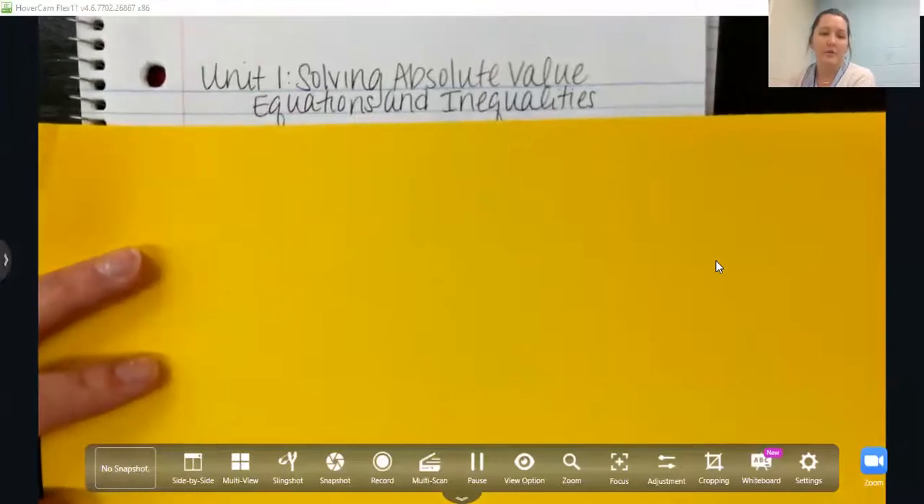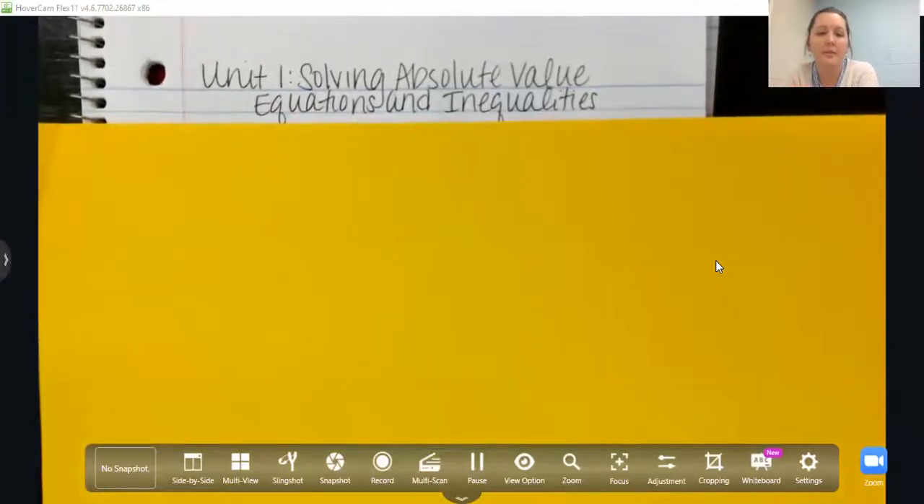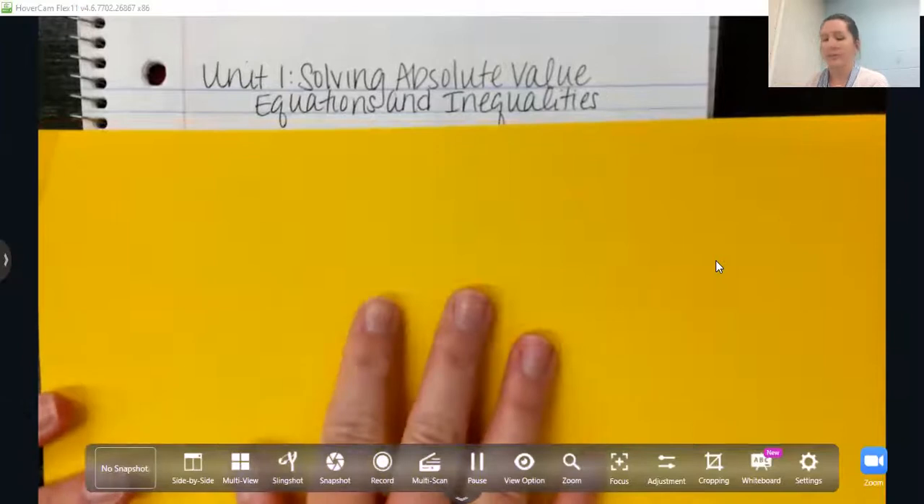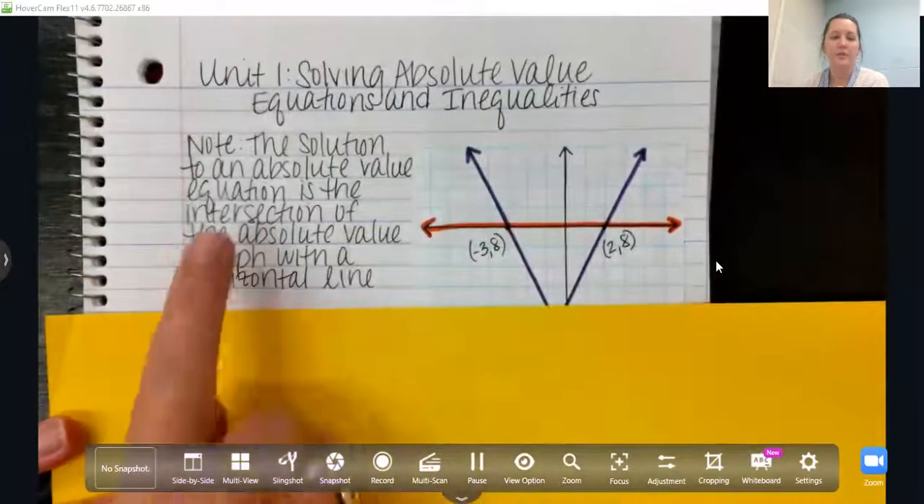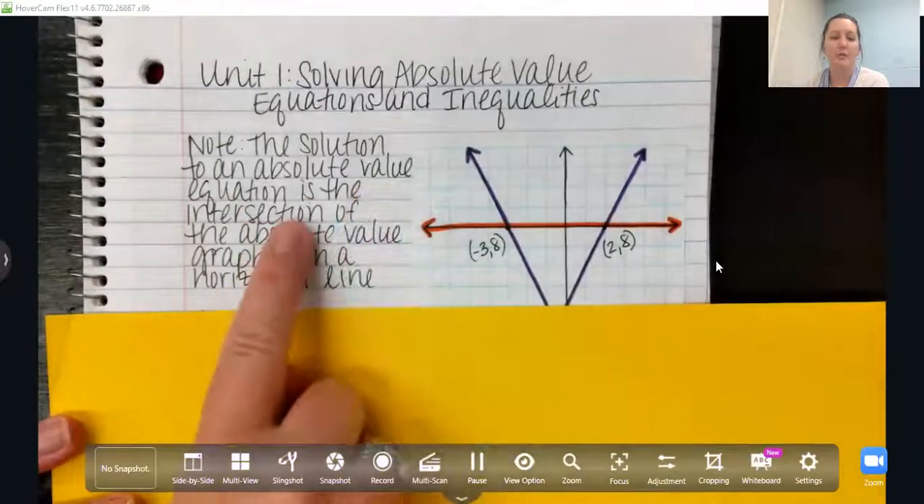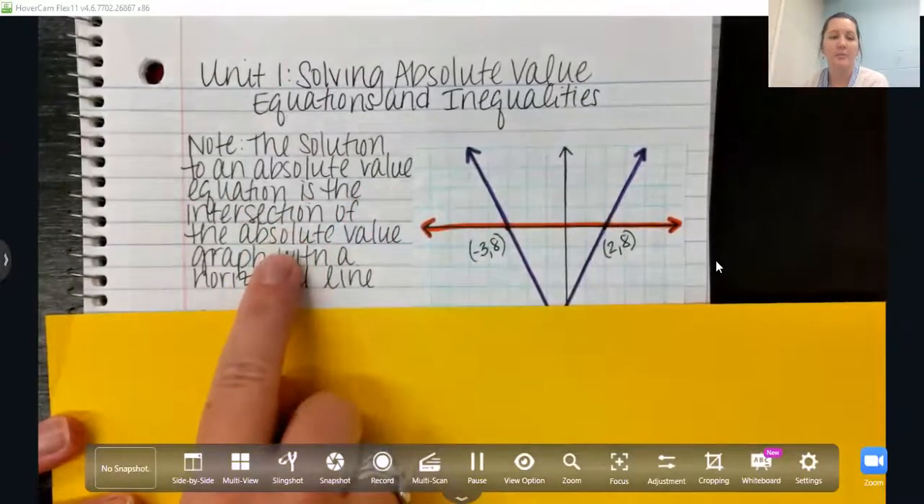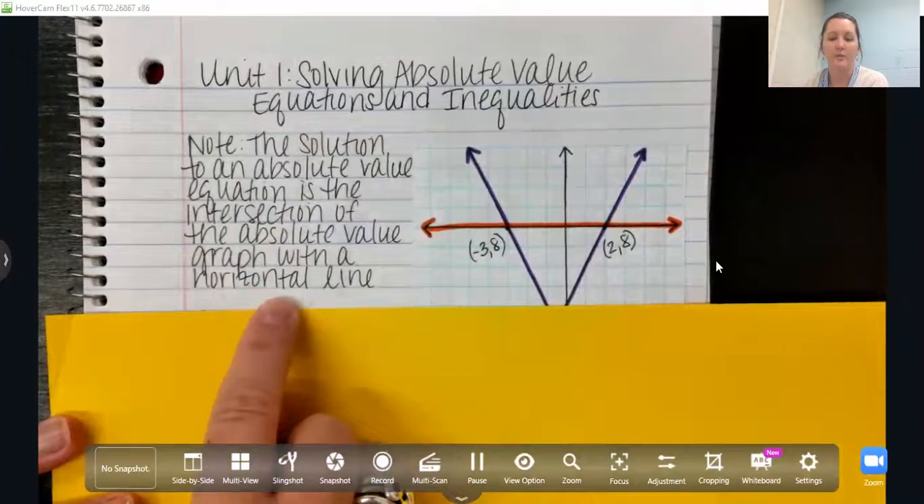Okay, we're going to finish our Unit 1. This is Unit 1, Solving Absolute Value Equations and Inequalities. So thinking to our absolute value functions that we've learned about in transformations, let's look at this. And I want to tell you this note first. The solution to an absolute value equation is the intersection of the absolute value graph with a horizontal line.